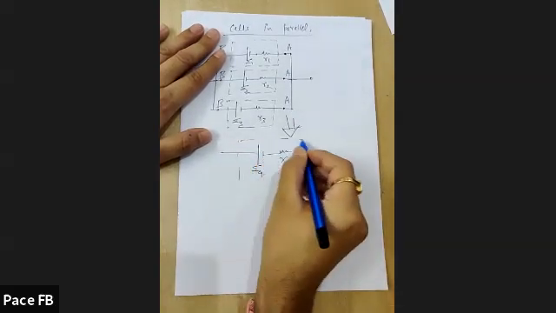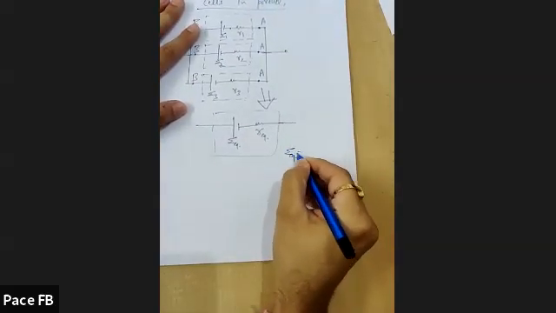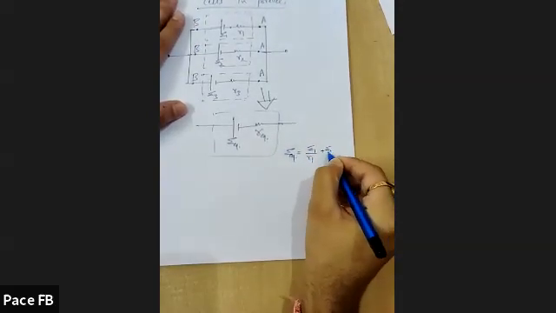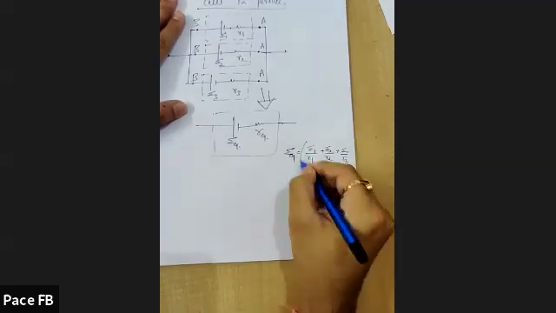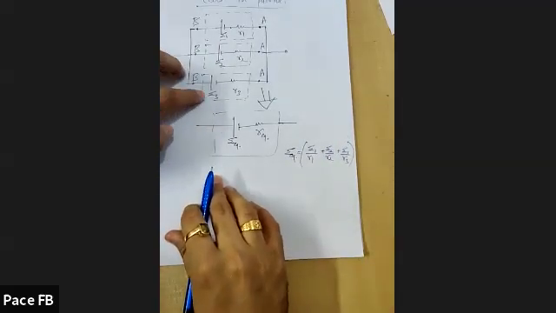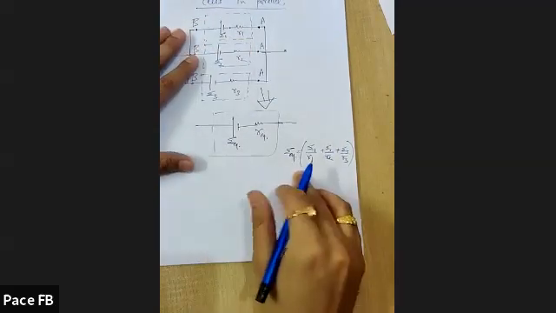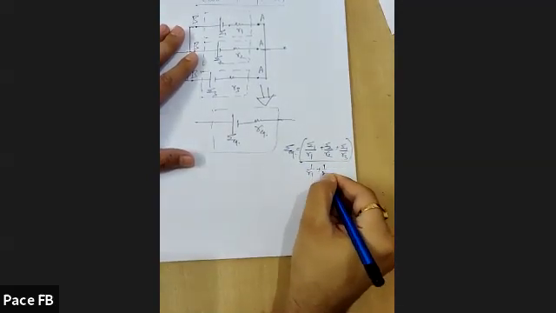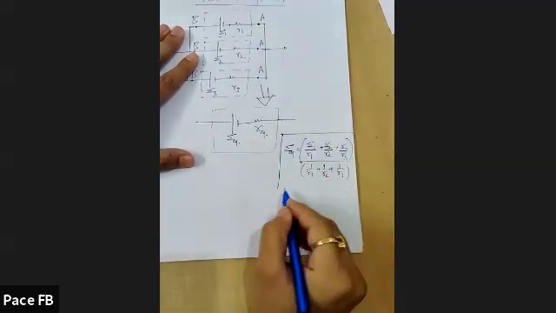How to find out E equivalent, R equivalent in case of parallel? Look here. E equivalent would be E1 upon R1 plus E2 upon R2 plus E3 upon R3. Okay, why are all the signs plus? Because positive, positive, positive, all positives are connected together in parallel, and all negatives are connected together on right hand side. That is why positive. Upon 1 upon R1 plus 1 upon R2 plus 1 upon R3. So this is for E equivalent.